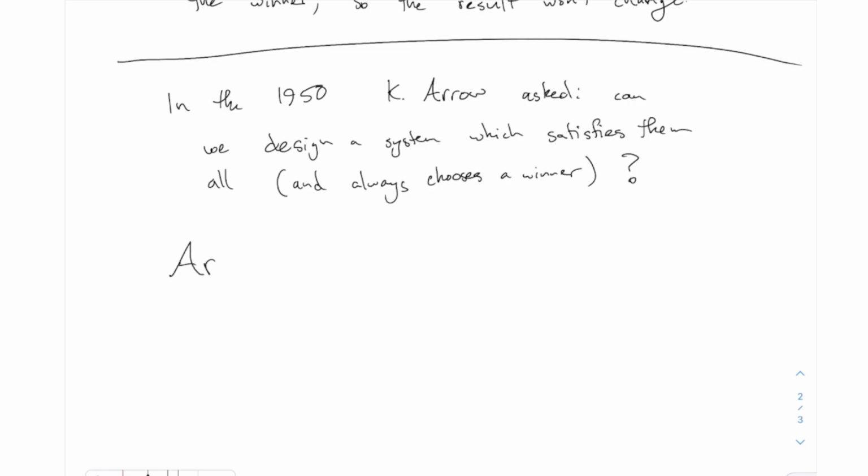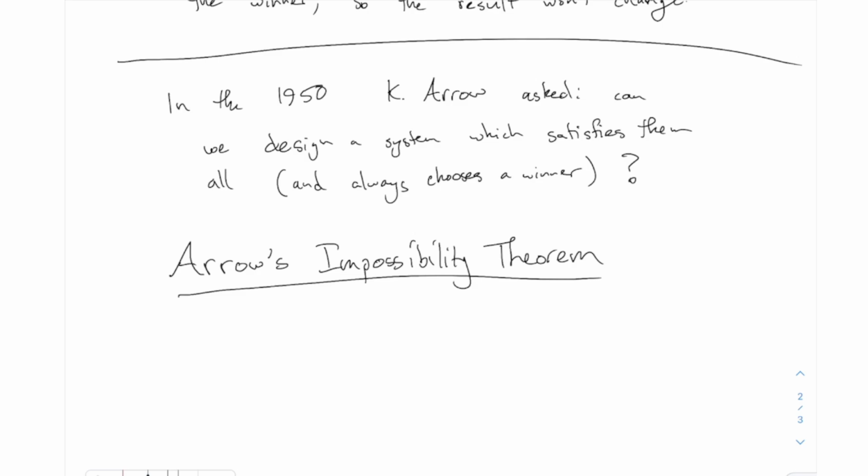And he ended up proving what is now known as Arrow's impossibility theorem. It says it is mathematically impossible for a voting system to satisfy all of those criteria. This is kind of bad news for voting in the real world. It means if you want to imagine a perfect voting system, that's not possible. It's not because we haven't figured out the perfect voting system. It's because, mathematically speaking, it cannot exist. There cannot exist a perfect voting system.